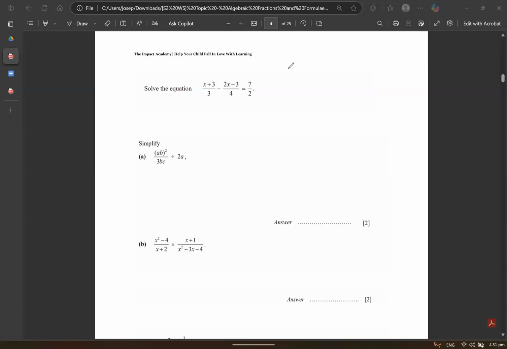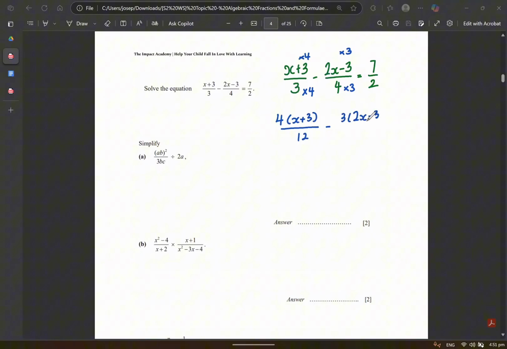Now, in the next question, it says that x plus 3 over 3 minus 2x minus 3 over 4 equals 7 over 2. Well, of course, like I said in the earlier parts of the video, whenever you see minus, you always have to make the denominator the same. So you're going to do this, you're going to do this, okay? Then from here itself, you get to 4 bracket x plus 3 over 12 minus 3 bracket 2x minus 3 over 12 equals 7 over 2.